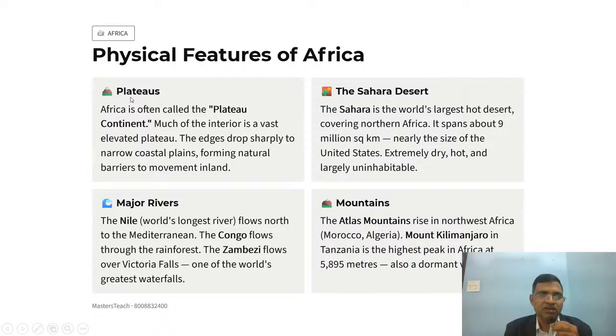Then major rivers in Africa. The Nile, the world's longest river, flows northward to the Mediterranean. The Congo flows through the rainforest. The Zambezi flows over Victoria Falls, one of the world's greatest waterfalls. You have to remember. Then mountains: the Atlas Mountains rise in northwest Africa, in Morocco and Algeria. Mount Kilimanjaro in Tanzania is the highest peak of Africa at 5895 meters. It is also a dormant volcano. So you have to remember.